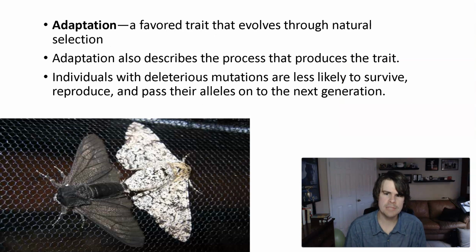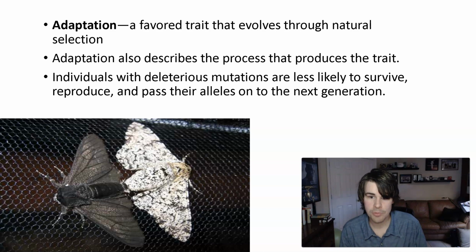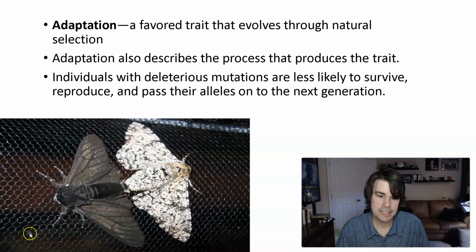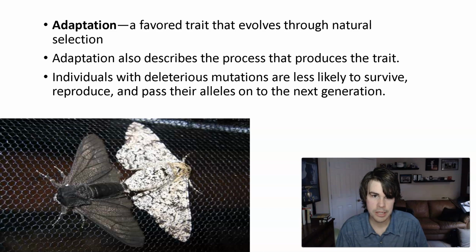So he saw adaptations. Adaptations are favored traits that evolve through natural selection. Adaptations also describe the process that produces the trait. This is the peppered moth story. I'm sure some of y'all remember it from the past. But the Industrial Revolution, right? The peppered moths were white, blending in with the lichens on the trees. Then the Industrial Revolution came, with all this smoke and pollution contaminating wildlife.